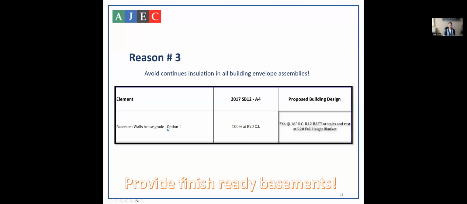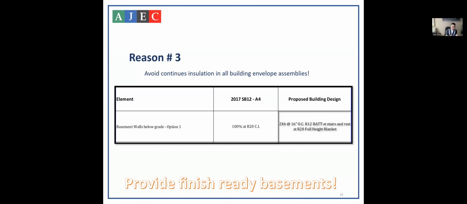Another one is the basement wall. In the basement wall, a lot of builders have a staircase, right? The staircase has to go beside the foundation. And sometimes if their staircase is beside the foundation, they like to put studs to hold it up. But in the A1 and A4 package, we want to see 100% R20 blanket, continuous insulation, and that doesn't allow any interruption within that insulation plane. So you need to do R20 all the way, and then you can build a stud in front of it.